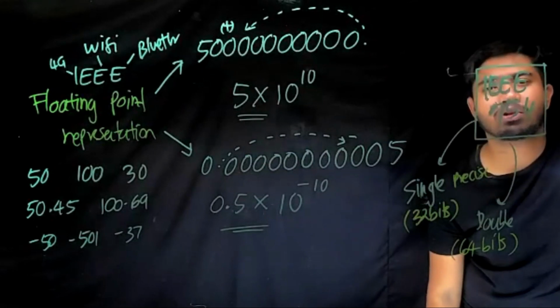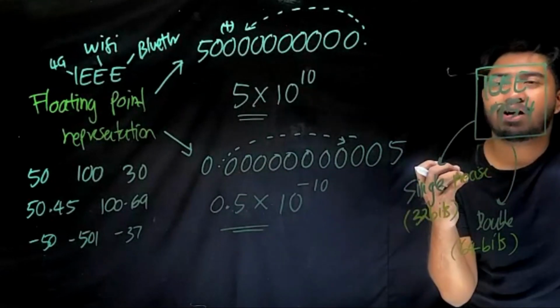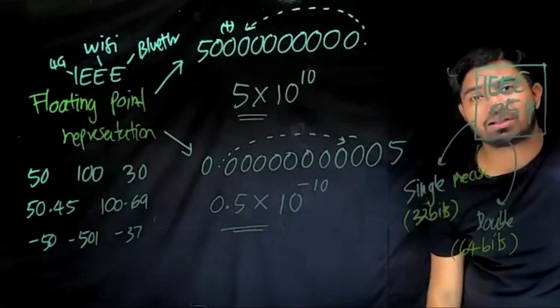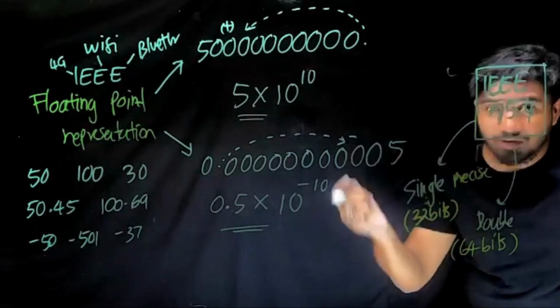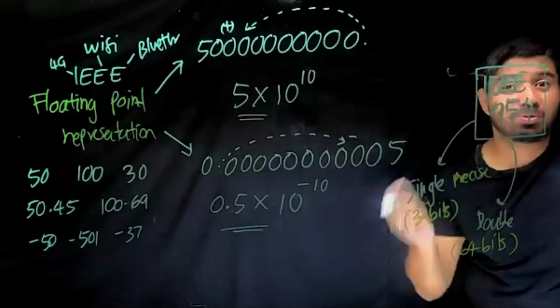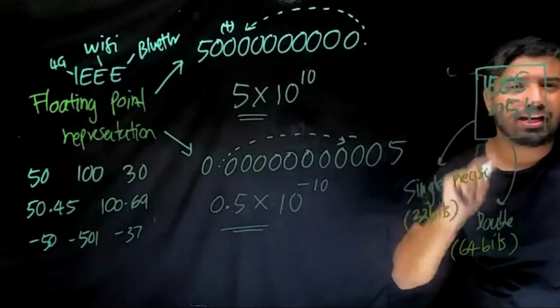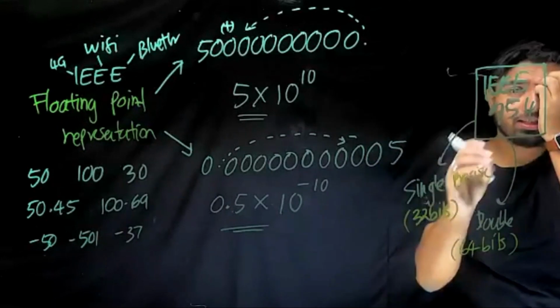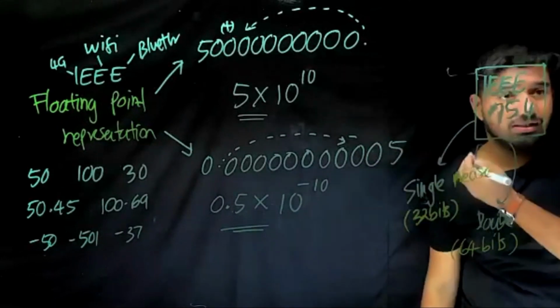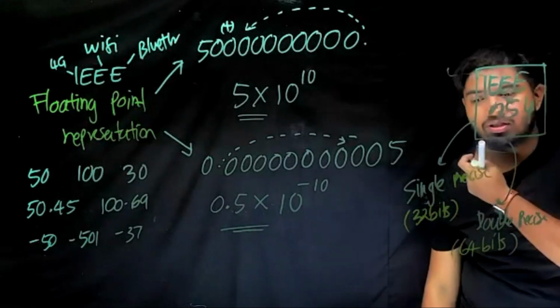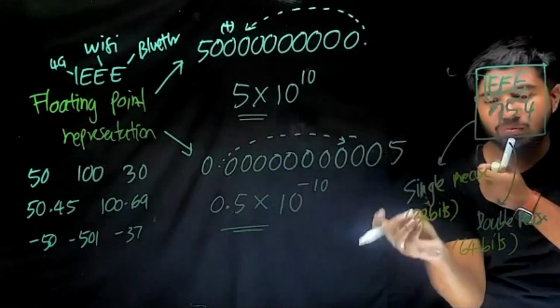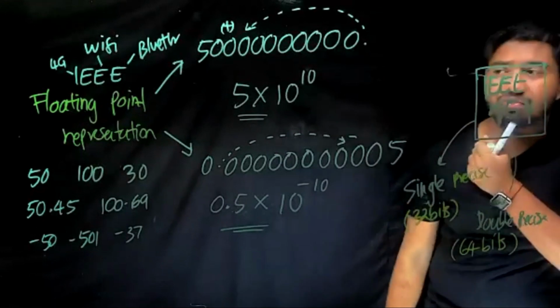It's almost similar to how many words you can talk in a minute. This computer can perform 2 to the power 32 number of transactions in a given instant. So IEEE came up with these two standards: single precision and double precision. Single precision is 32 bits. Double precision is 64 bits.